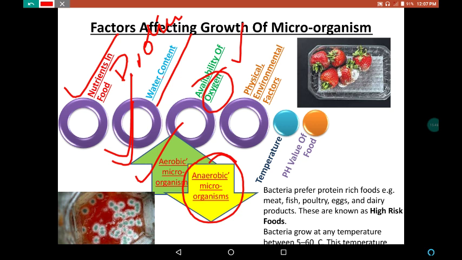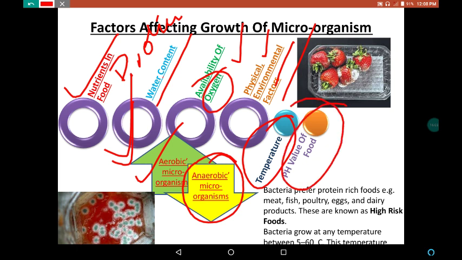Another factor responsible for growth of microorganisms is physical and environmental factors like temperature and pH value of the food. Both are responsible for microbial growth in food items.